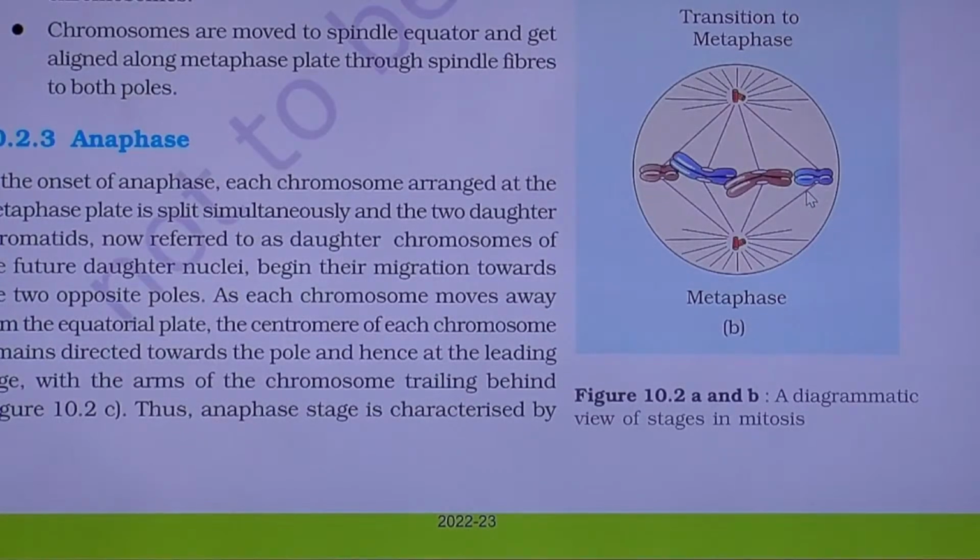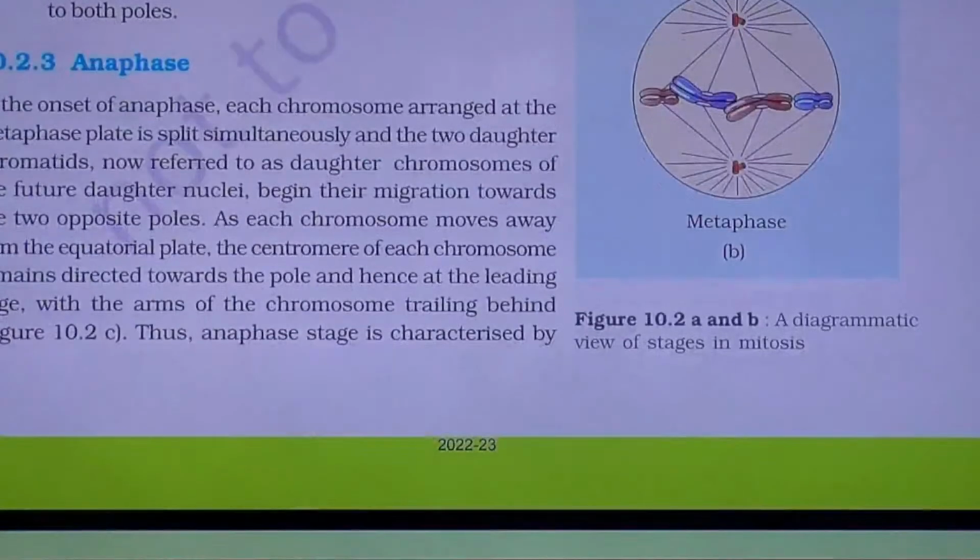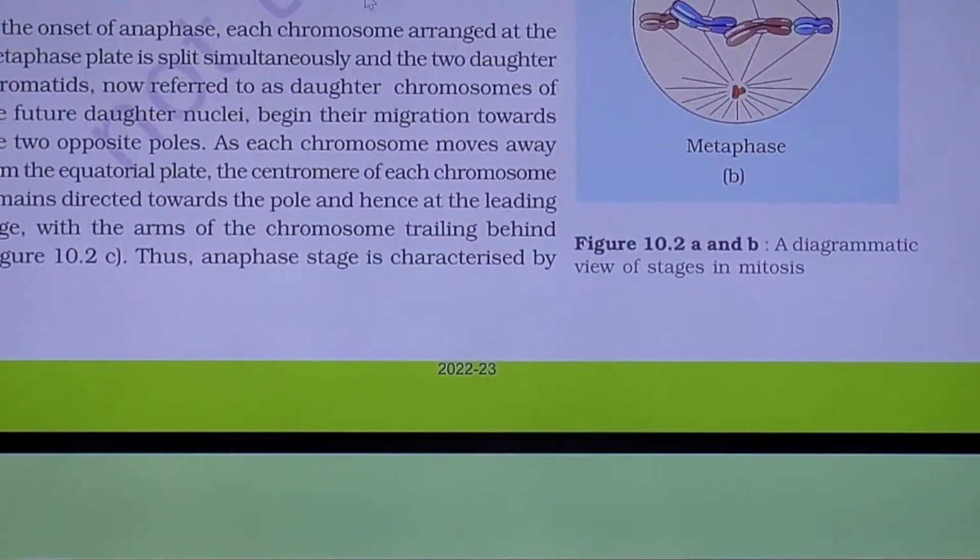One is that the spindle fibers are attached to the kinetochores of the chromosomes. The spindle fibers help the alignment to move to the metaphase, the equatorial line, through the spindle fibers of both poles. It helps to move the chromosomes to the equatorial line. That is the second feature. That is metaphase. Next one is anaphase.